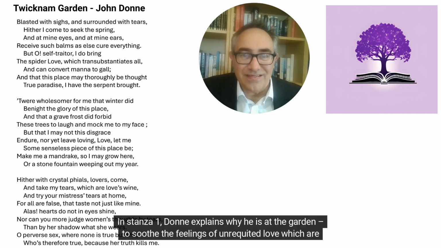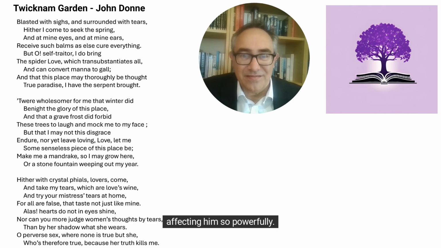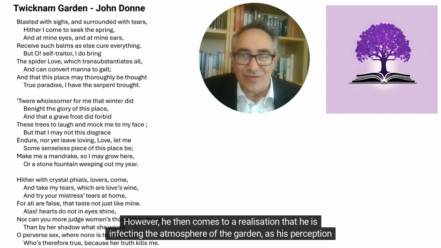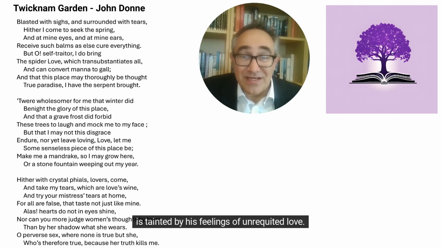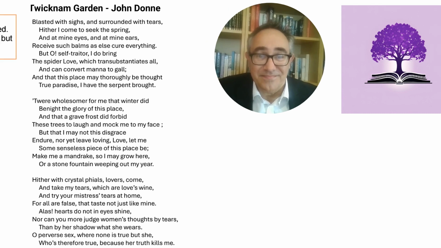In stanza 1, Donne explains why he is at the garden, to soothe the feelings of unrequited love which are affecting him so powerfully. However, he then comes to a realization that he is infecting the atmosphere of the garden, as his perception is tainted by his feelings of unrequited love. He uses various biblical allusions to reveal this impact.